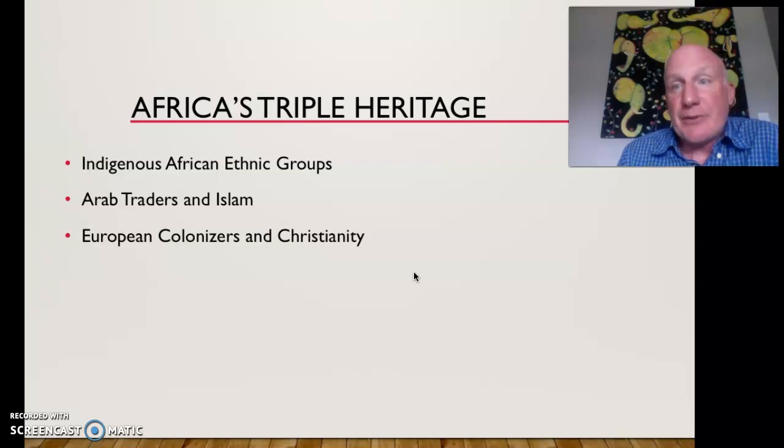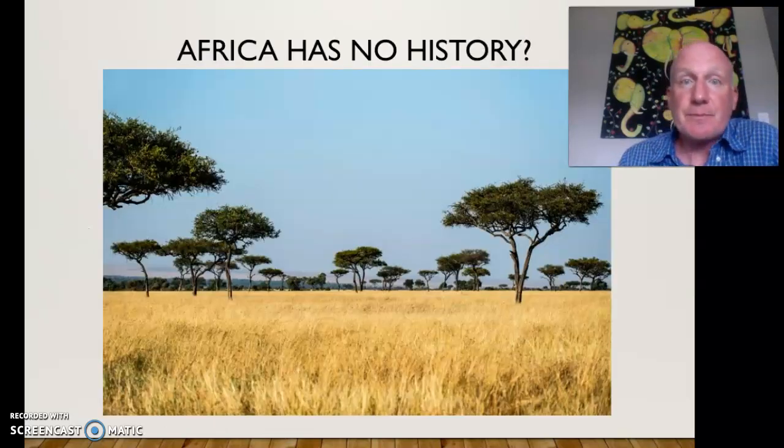And then the third history or heritage was the European colonizers. And that began in the 1600s, but really didn't accelerate until the 1800s, when Europeans began to look at the African continent as a prize, essentially. And we'll get into that in a second. So those are the three major histories that they have in the continent.